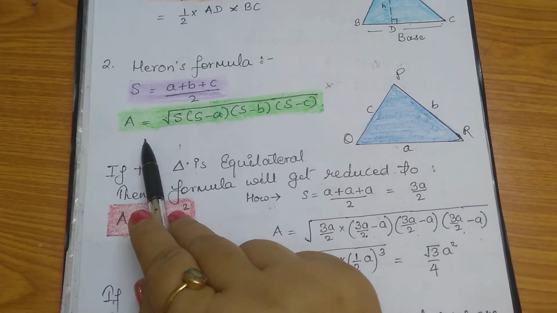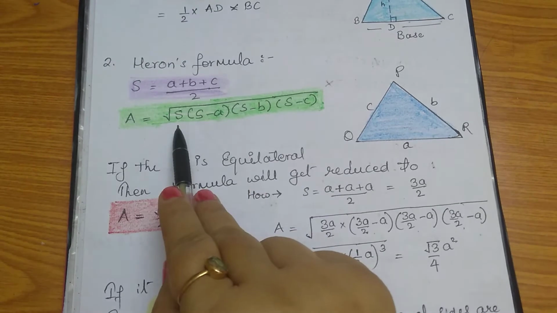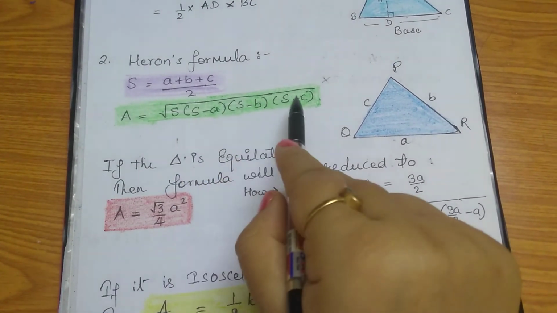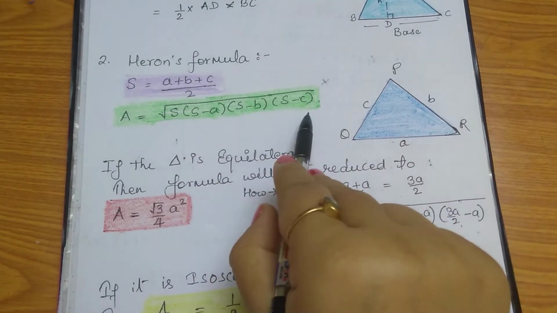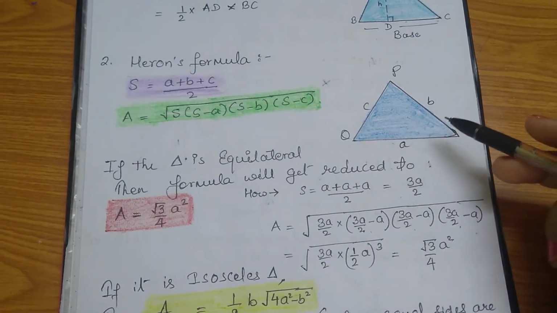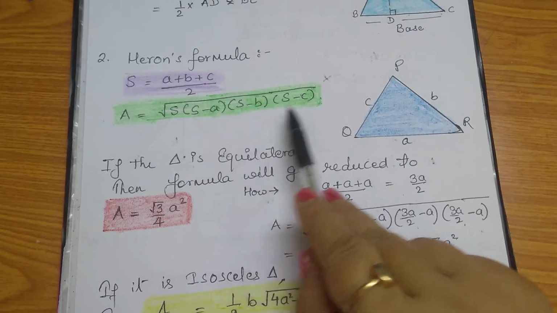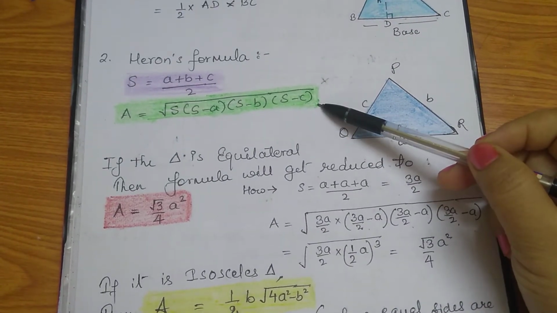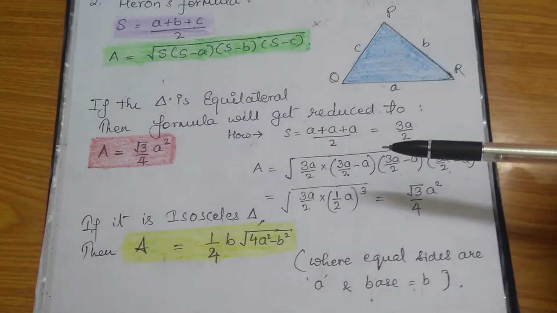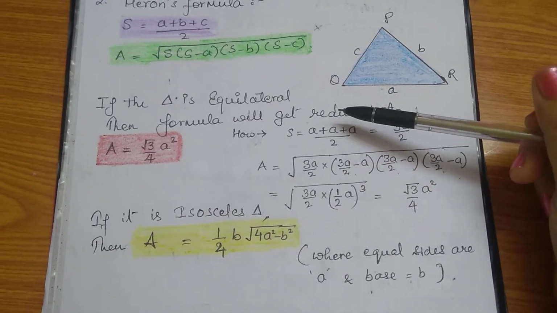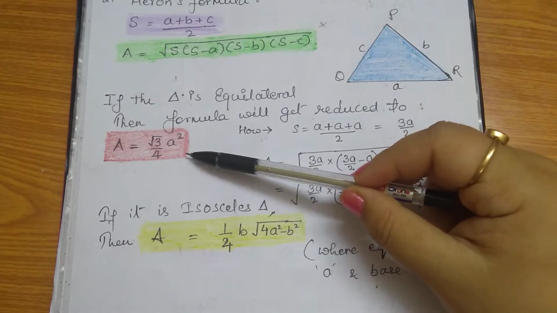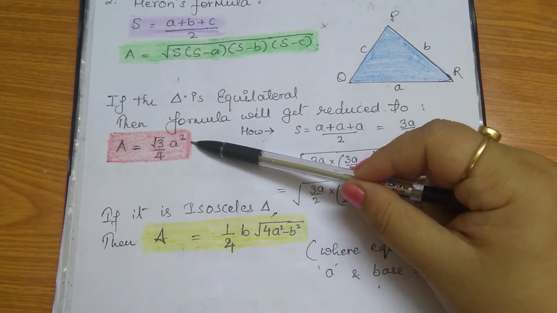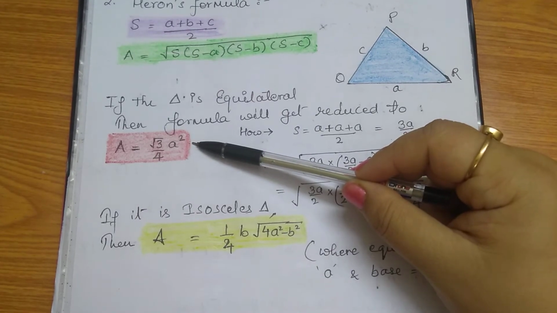And then the formula for the area is equal to under root of S into S minus A, S minus B, S minus C, multiplied in a corresponding respective way. The three sides are to be taken in an order, right? If the same formula is used for an equilateral triangle, this formula gets reduced to area equals root 3 upon 4 into A square, where A is the side of the equilateral triangle.